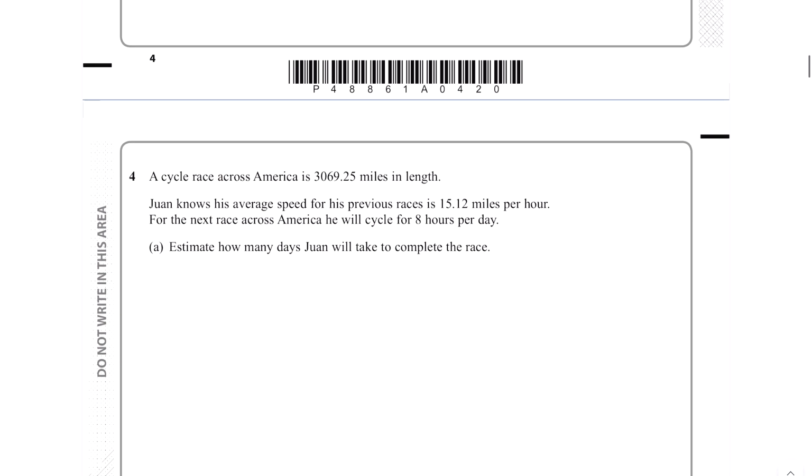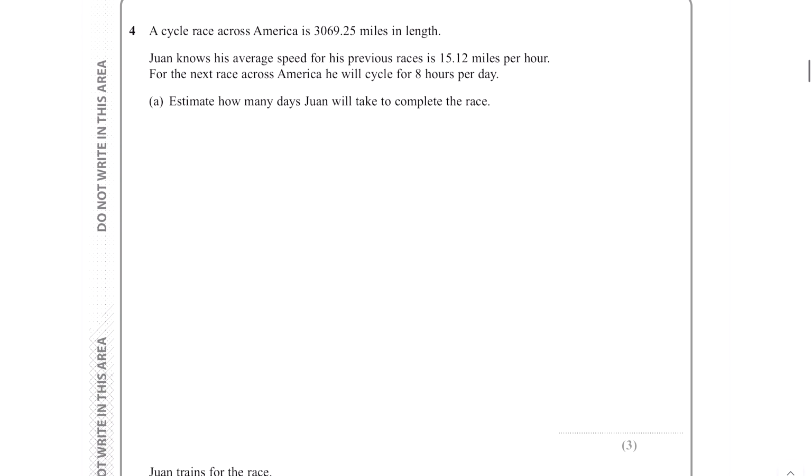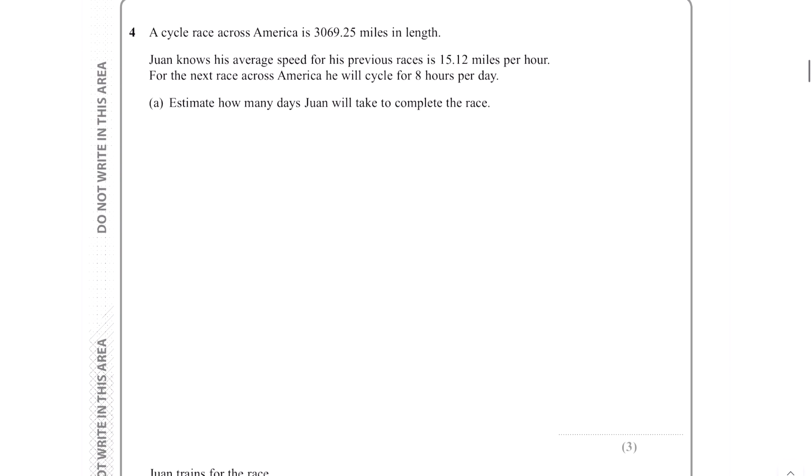Moving on to question 4. A cycle race across America is 3,069.25 miles in length. Juan knows his average speed for his previous race is 15.12 miles per hour. For the next race across America, he will cycle for 8 hours per day. Estimate how many hours Juan will take to complete this race.